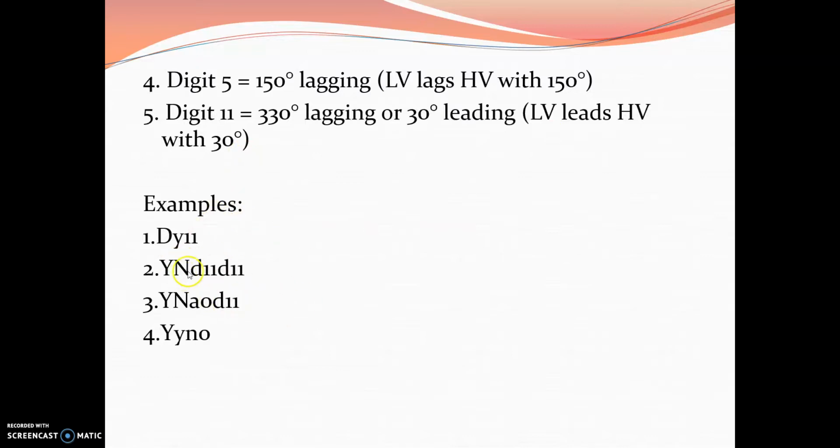So the following examples can be done: Dy11, YNd11, Yd11, which means primary is connected in star and secondary in delta, or primary is connected in delta and secondary in star, with an angle of 30 degree between them. Or primary is again connected in star and secondary in delta, or primary in star and secondary in star. And 0 notation means there is 0 degree phase difference between them.